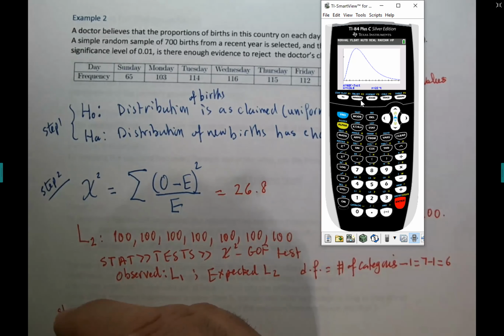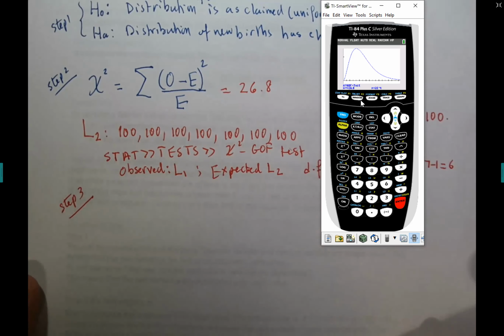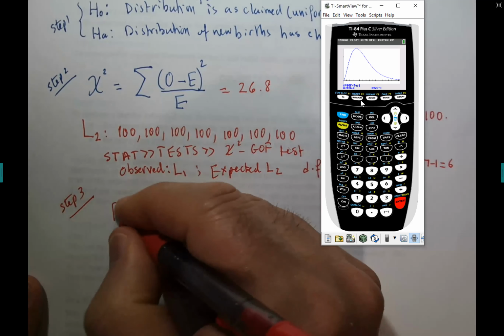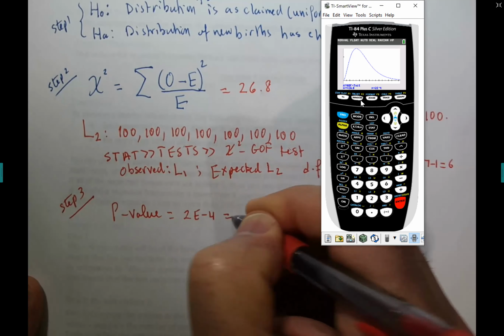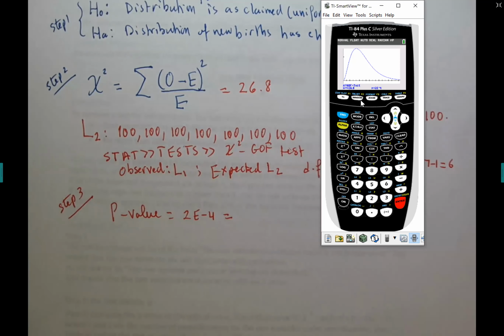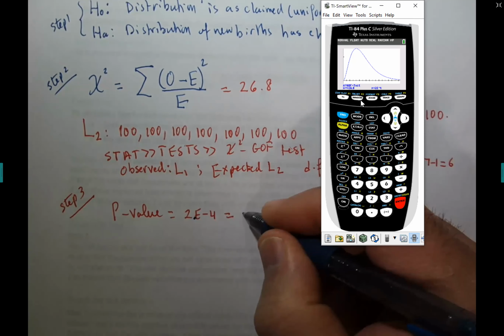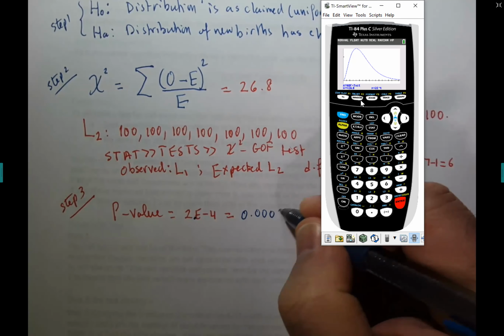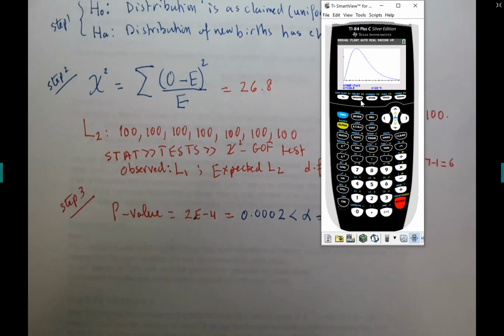Step 3, p-value. Let me just move up. Okay, I'm going to write down what it says, 2E minus 4. So can you interpret this, guys? Don't put 2 as an answer. That's not correct. It means you have to move the decimal place 4 digits to the left. Well, where is the decimal? It's sitting right here. So it's going to be 0.0002, which is, of course, less than alpha, regardless of what alpha is.